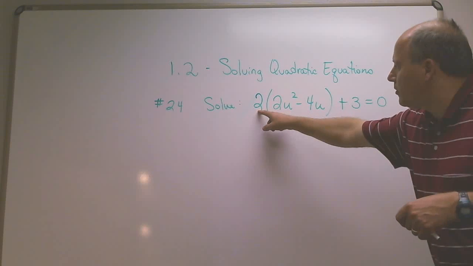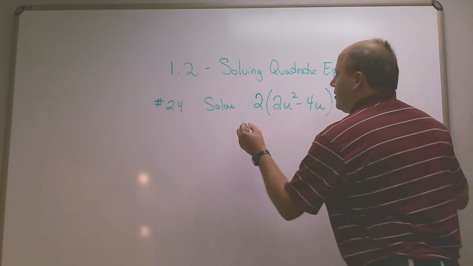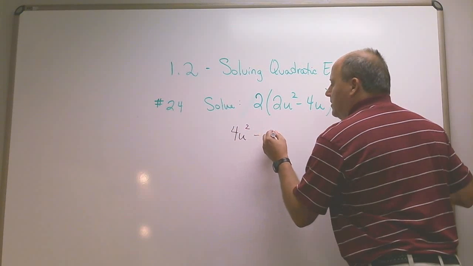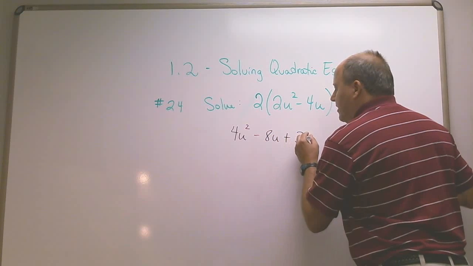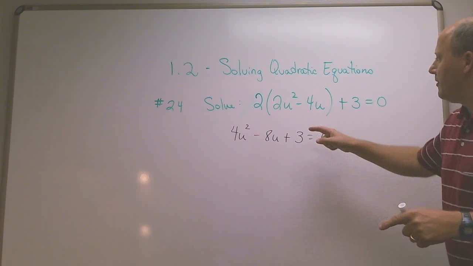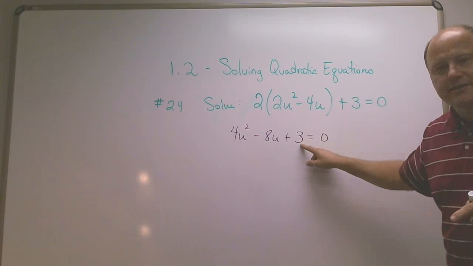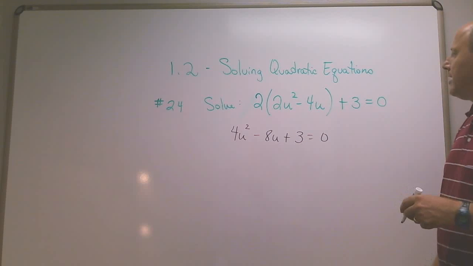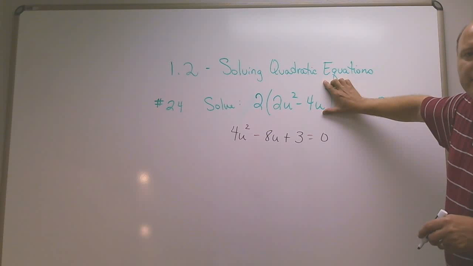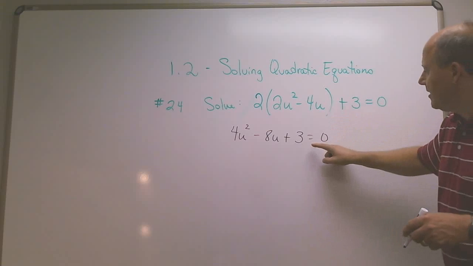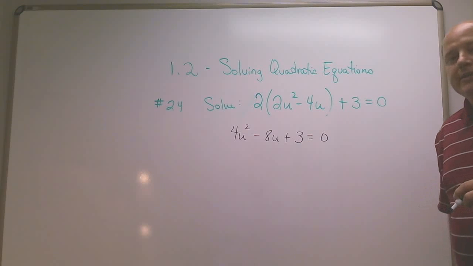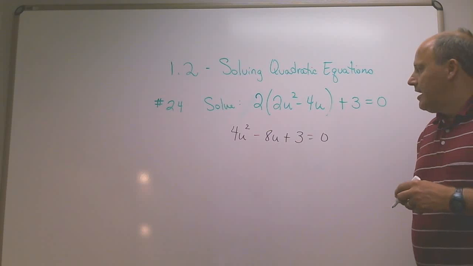So this one here, you multiply it by 2, so you get 4 times u squared minus 8u plus 3 equals 0. So just distribute the 2. Big mistake people make here is to multiply the 2 times the 3 and get the 6 there. You've got to stop with the parentheses. So distribute until you get to the end of the parentheses. Anything else, just kind of tag it on. So it's plus 3.